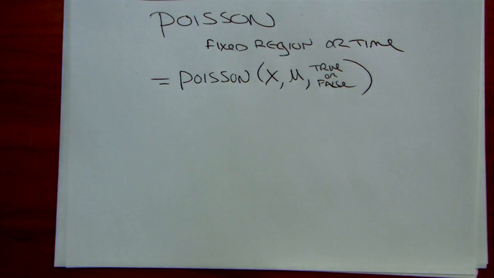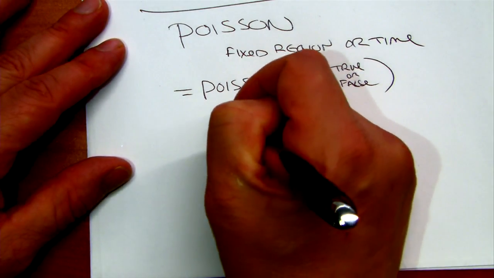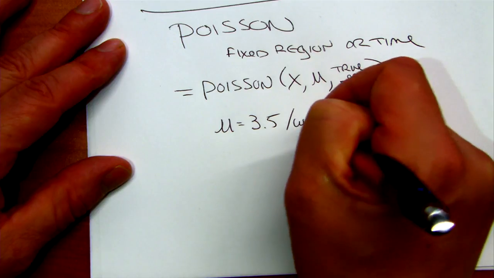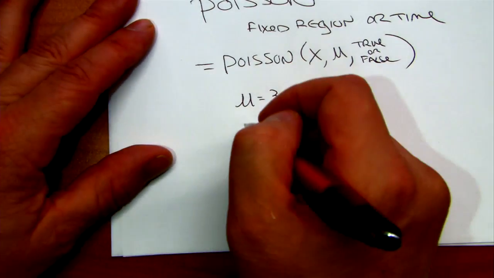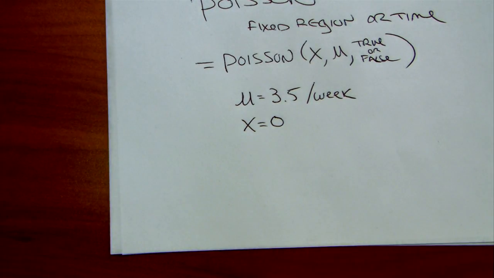Now, number 20, the mean number of accidents is 3.5 per week. Which isn't so bad. I guess it is bad, actually. Find the probability of the following events: no accidents in a week. That's pretty easy. I'm looking for the probability that x is equal to 0 when the average is 3.5.